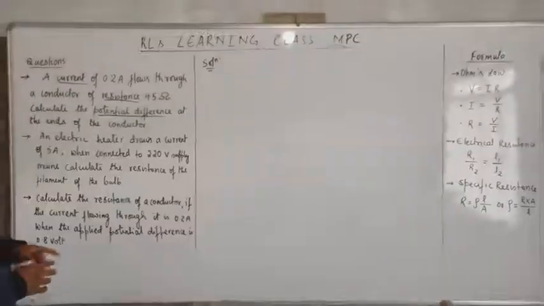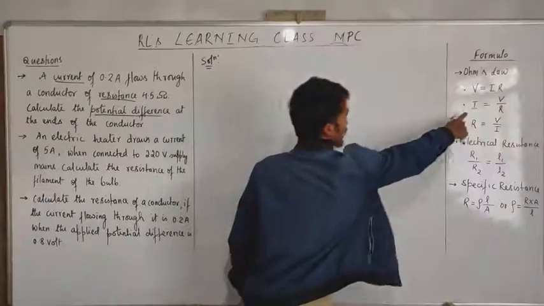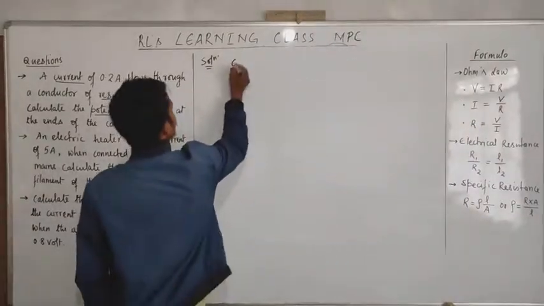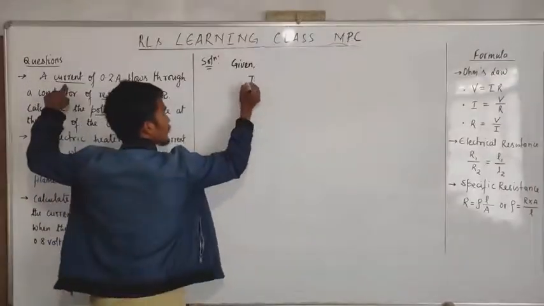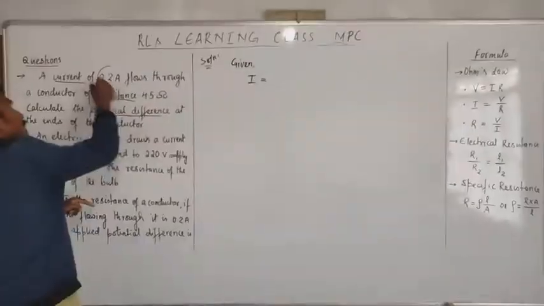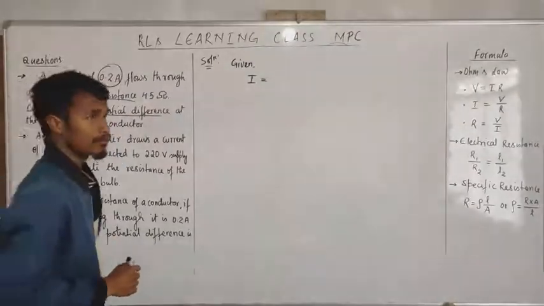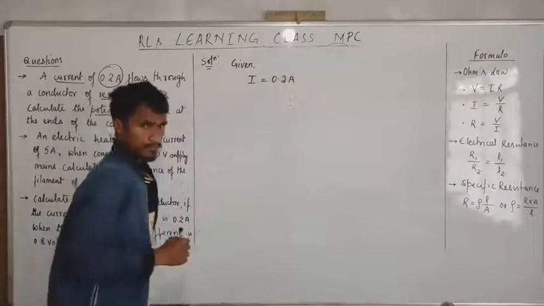Like in this question, a current. You already know the symbol of current will be I. I'll write here "Given", because this is given in the question. What is given? A current of 0.2 ampere. This will be the value of current, 0.2 ampere.